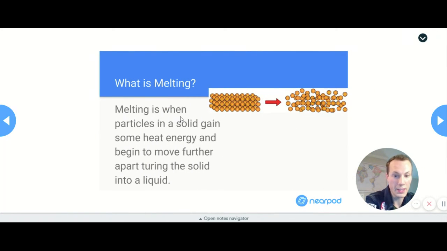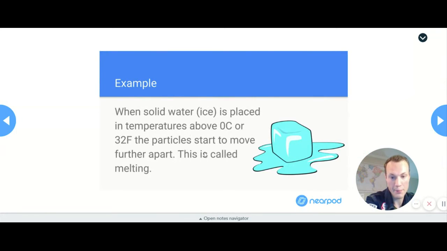Melting. So melting is when particles in a solid gain some heat energy and begin to move farther apart, turning the solid into a liquid. As in this picture, all the particles are close together in a solid, starting to melt. They're getting farther apart. They're not so far apart like a gas, but they are able to move around, turning into a liquid. So again, you'll read, see an example.